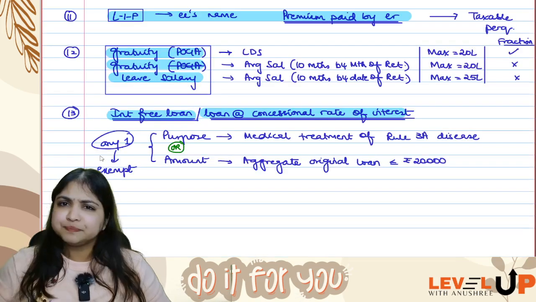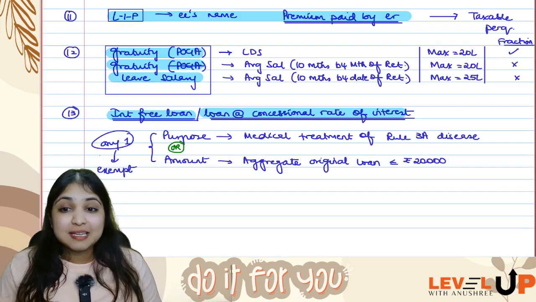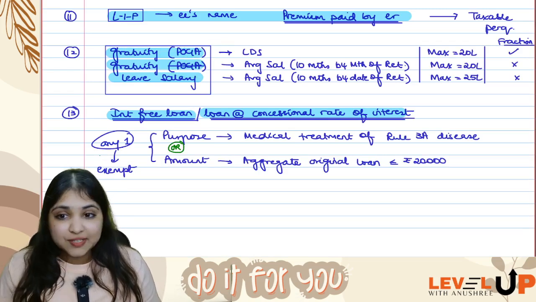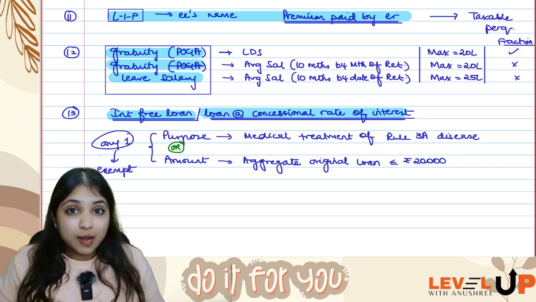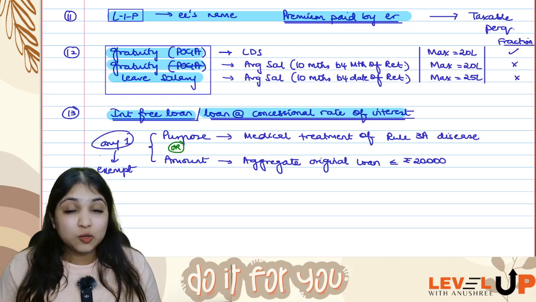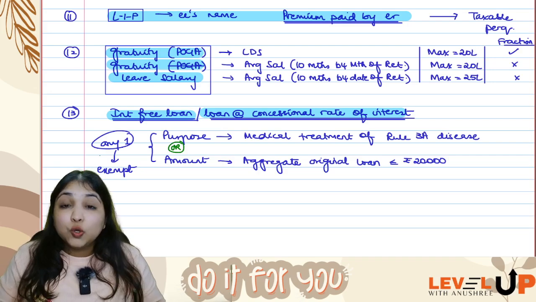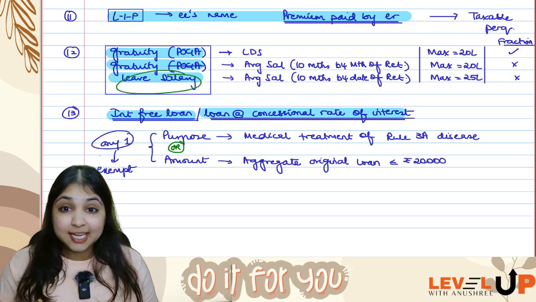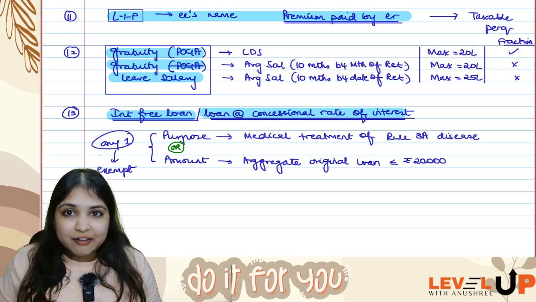Then gratuity. When it comes to gratuity, the assessee may be covered by POGA or may not be covered by POGA. And leave salary. These three adjustments I'm trying to compare. See, in gratuity covered by POGA, you take the last drawn salary. You don't consider average salary. But for gratuity not covered by POGA and leave salary, in these two you consider average salary, guys.